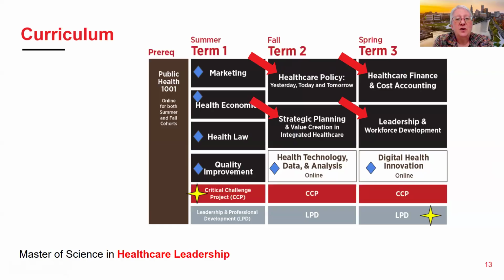First is a critical challenge project where you're going to be building and working on a critical challenge that you want to work on in healthcare and developing and integrating the knowledge and skills that you're developing in the program to come up with an applied solution to that challenge. And then specifically the leadership and professional development course also runs continuously throughout the program and focuses on your individual leadership development. So you get things like a 360 review, you get leadership coaching, you develop your own leadership development plan, and then do some real hands-on activities that help you build skills in the leadership arena.